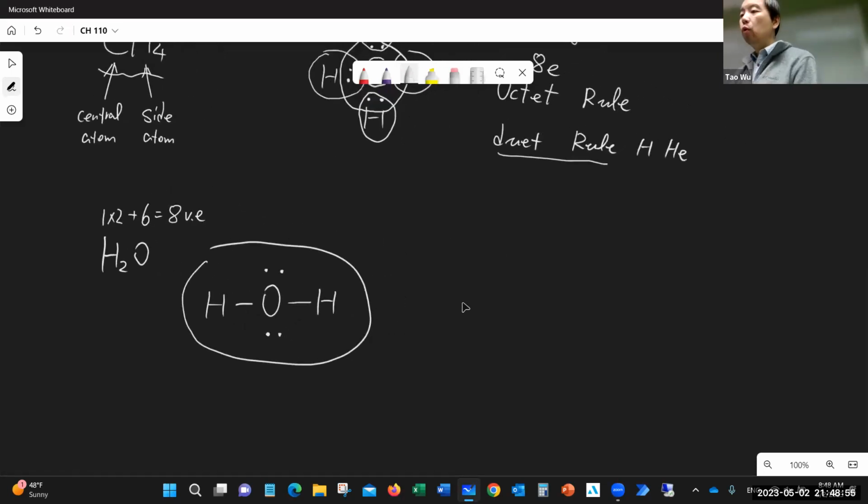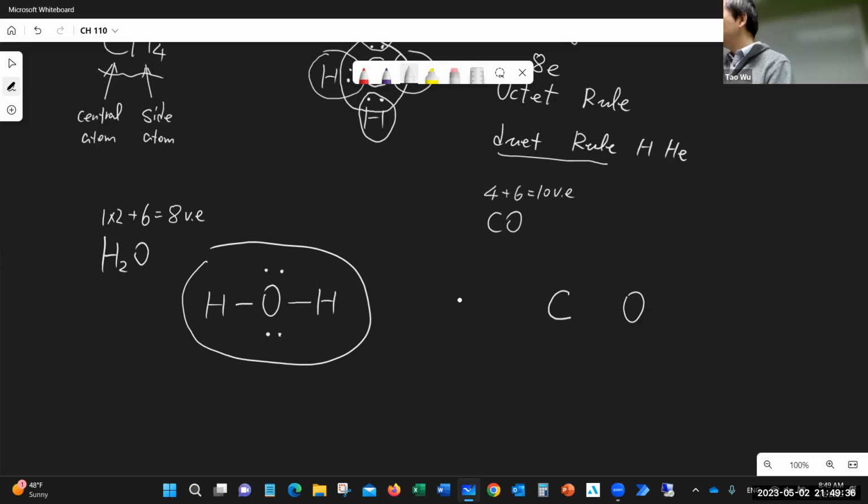We can do one more, like CO, carbon monoxide. If you ask which one is the central atom and which one is the side atom, both are one. It's just one carbon and one oxygen. That's it. No one counts as the central atom and no one counts as the side atom, just the two. Then you look at how many valence electrons they have. Carbon has 4. Oxygen has 6. So in total we have 10 valence electrons.